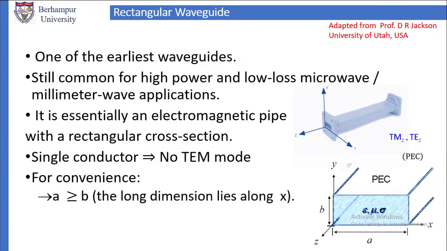Then we have shown PEC, which are the walls of the waveguide, and the hollow portion is filled with a dielectric whose permittivity is epsilon, permeability is mu, and conductivity is sigma in general. So a is greater than or equal to b. The long dimension lies along the x direction. The shorter direction lies along the y direction.